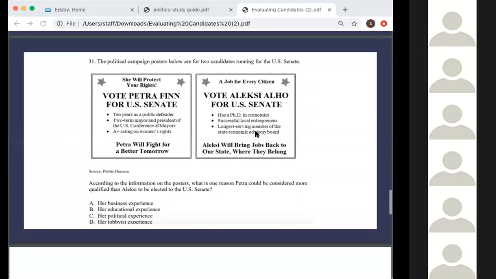The next one, same two people, same two posters, different question. According to the information on the posters, what is one reason Petra, this person, could be more qualified?